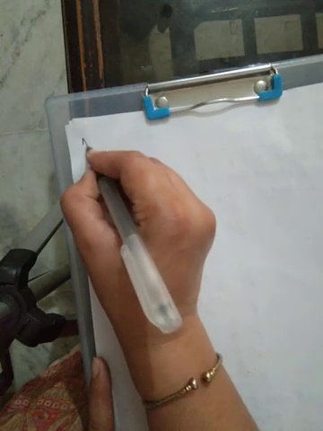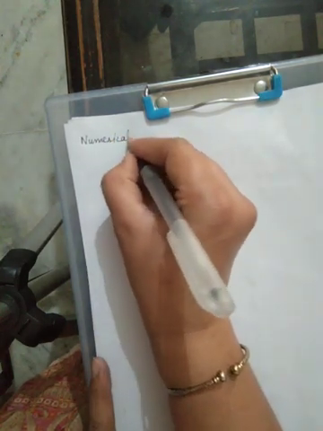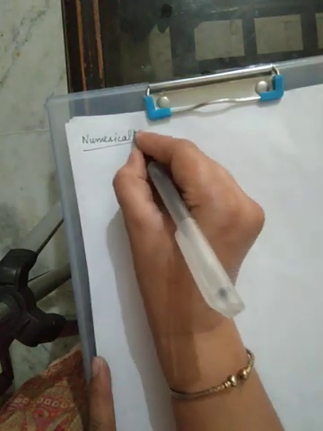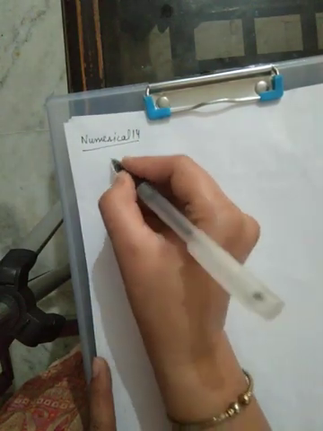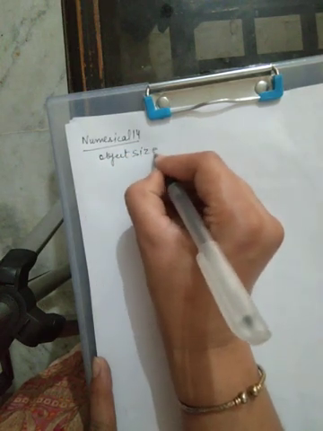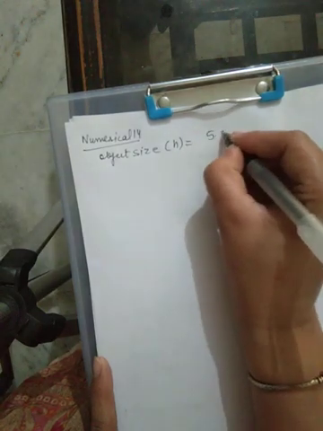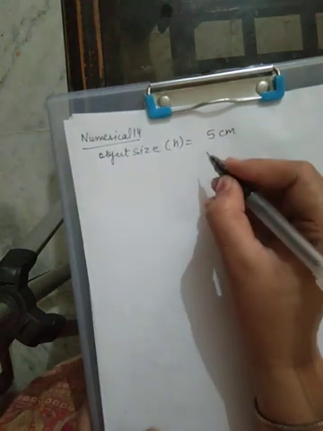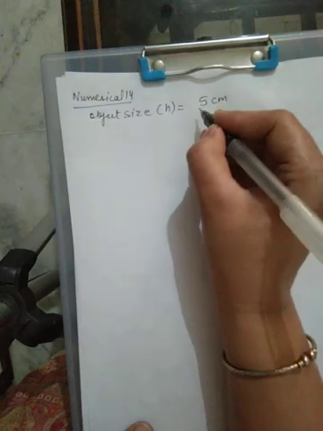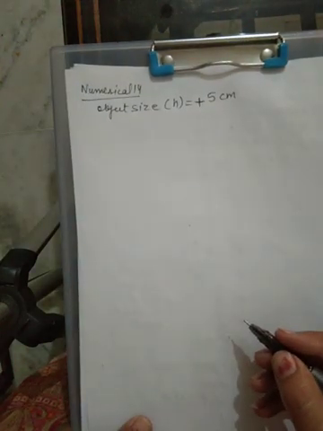An object that is 5 centimeter in length. What does it mean, length? Length means size of object, that is object size, and object size is denoted by a symbol h, that is 5 centimeter, and size of object is always taken to be positive, so it is plus 5 centimeter.